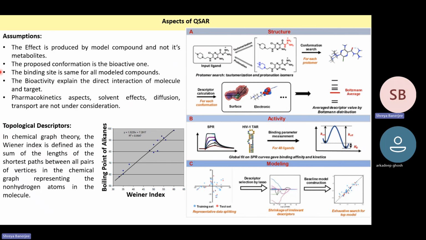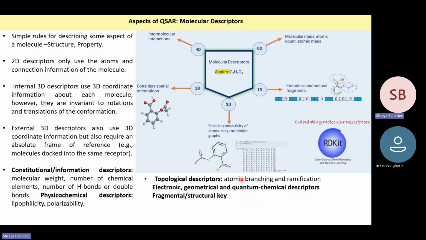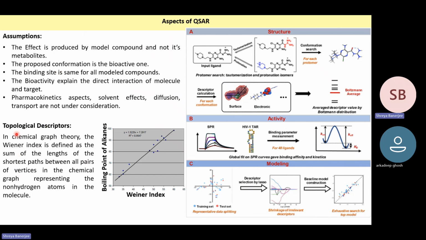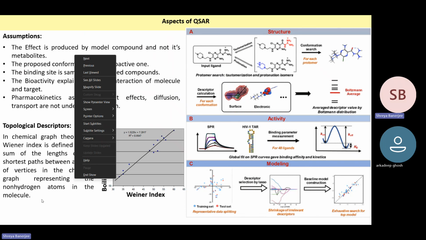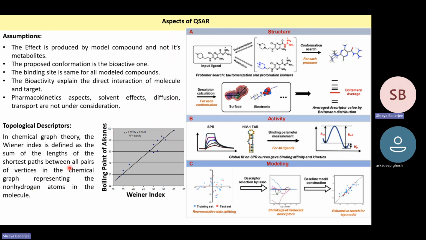So we looked at topological descriptors in the previous slide, which talk about atomic branching. There is a certain term called the Wiener index. The Wiener index is defined as the sum of the lengths of the shortest paths between all pairs of vertices, which represent non-hydrogen atoms in the molecule. So suppose you have a certain molecule made up of 3 atoms, say 1, 2, and 3. The Wiener index is the sum of the lengths of the shortest paths between all pairs of atoms.